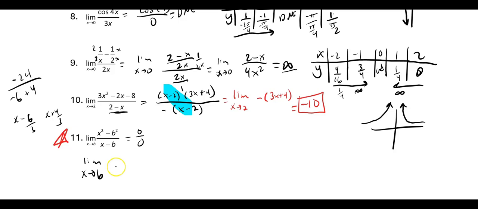Remember difference of squares. So x plus b, x minus b, all over x minus b. Again, that x minus b cancels. The limit as x goes to b of x plus b. When you fake plug in, oh, not 6. Why did I say 6? That's horrible. That should just be b. You get b plus b, which equals 2b.